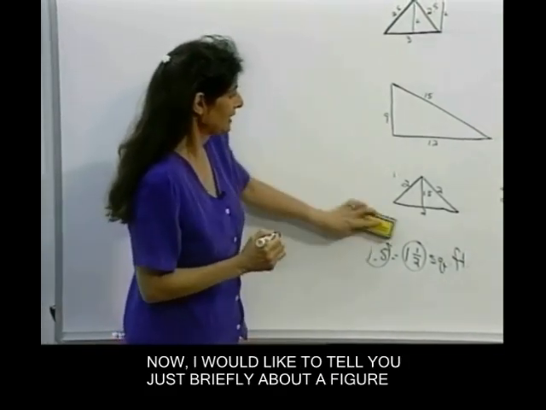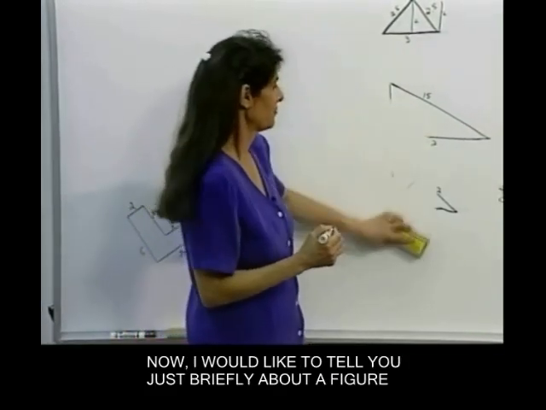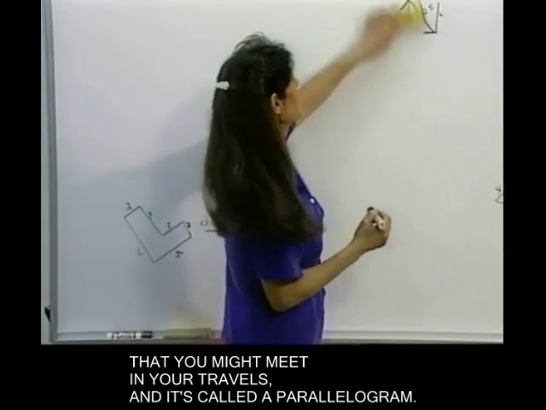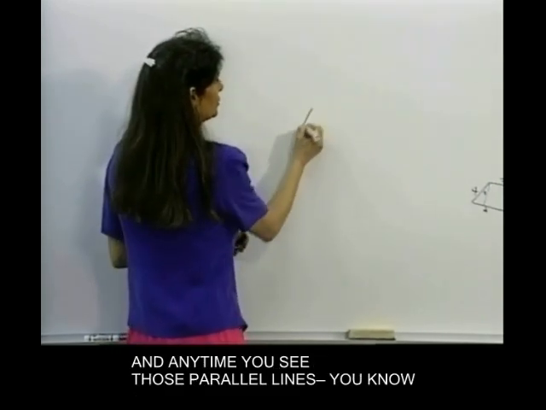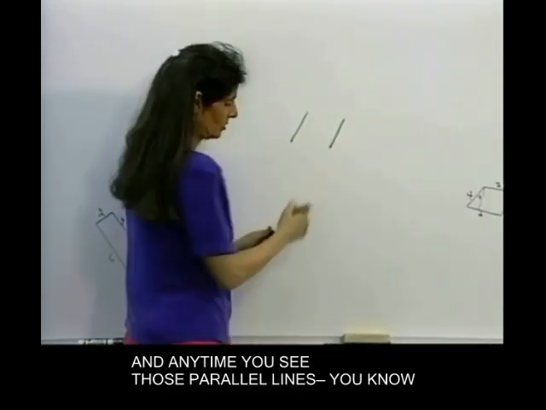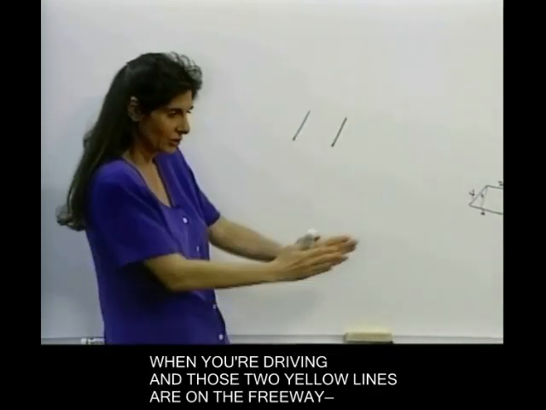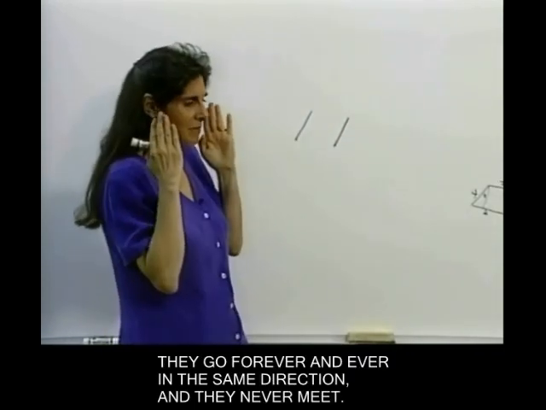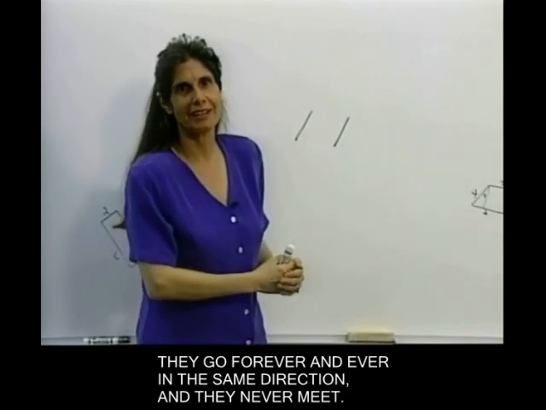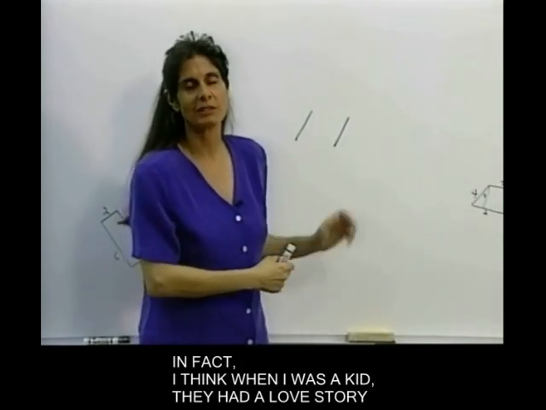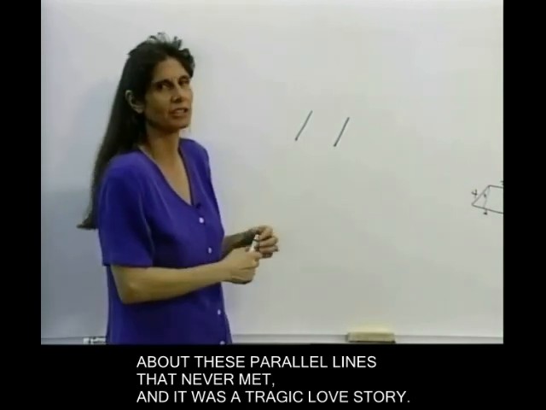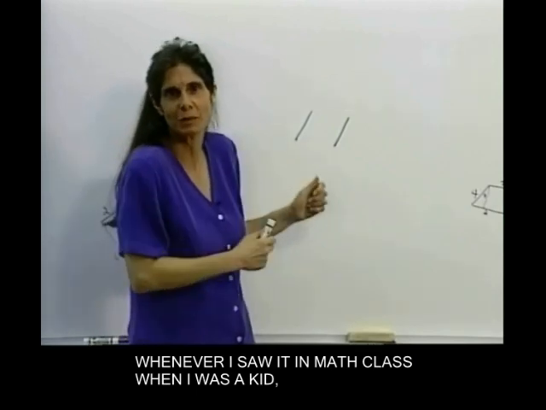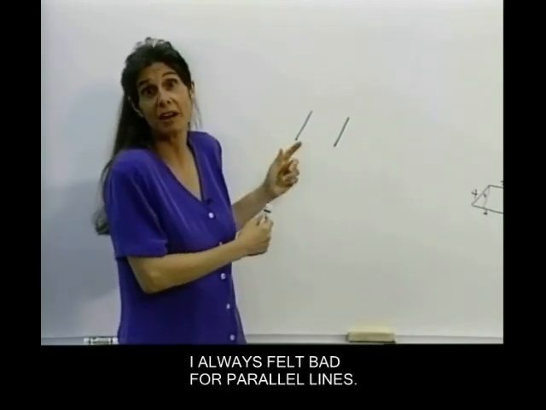Now, I would like to tell you just briefly about a figure that you might meet in your travels, and it's called a parallelogram. And anytime you see those parallel lines, you know when you're driving and those 2 yellow lines are on the freeway, they go forever and ever in the same direction and they never meet. In fact, I think when I was a kid, they had a love story about these parallel lines that never met, and it was a tragic love story, whatever. I saw it in math class when I was a kid. I always felt bad for parallel lines.